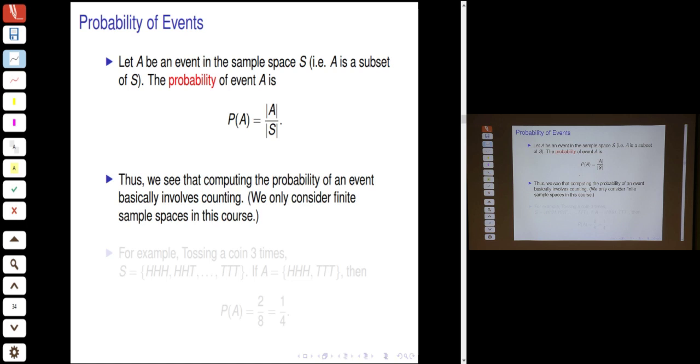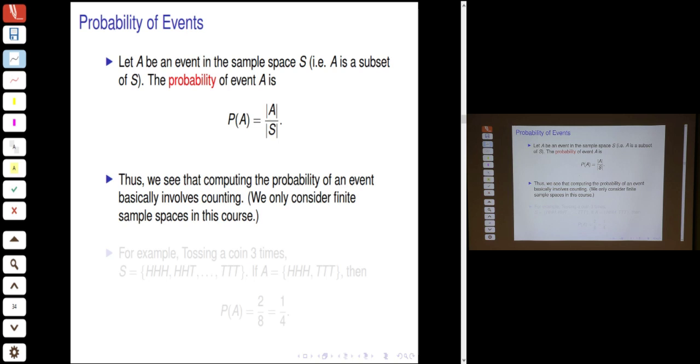Immediately you see that computing the probability actually is more or less counting. Right? You count how many numbers in A and how many numbers in S. We have to say that in this course we only consider finite sample spaces. If you study the real probability, you see there's the continuous case, right? But this is a general education module, so we only consider the simple cases where everything is discrete and finite. So we don't consider those integrals and so on.